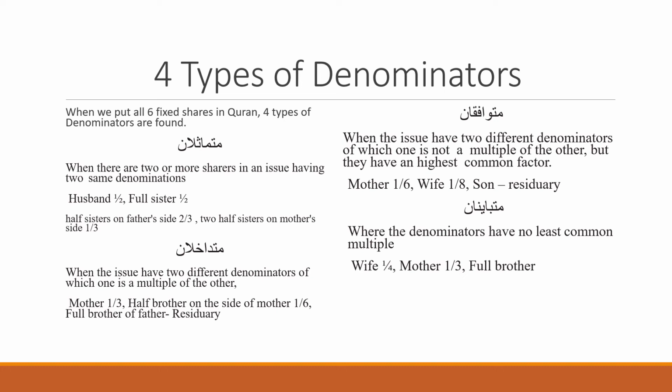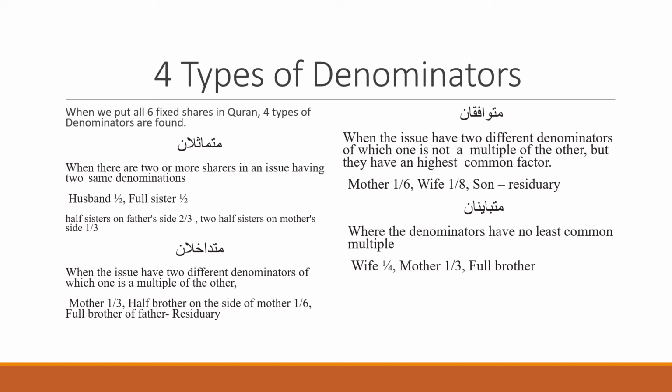When the issue has 2 different denominators of which one is a multiple of the other. For example, mother gets 1 by 3, and a half brother on mother's side gets 1 by 6. The denominators are 3 and 6. 1 into 3 is 3, and 2 into 3 is 6. So 6 comes in the multiples of 3.